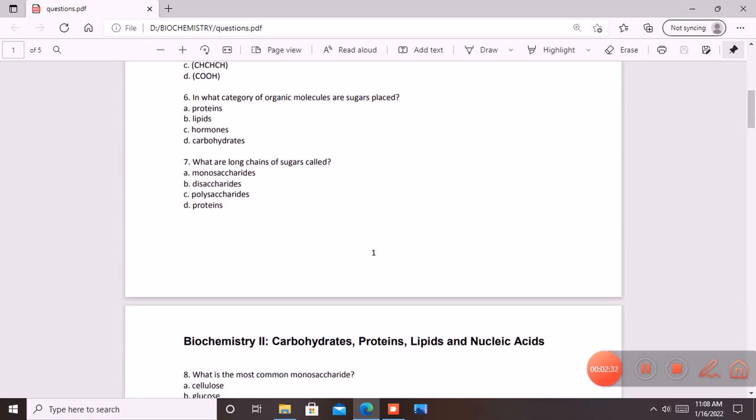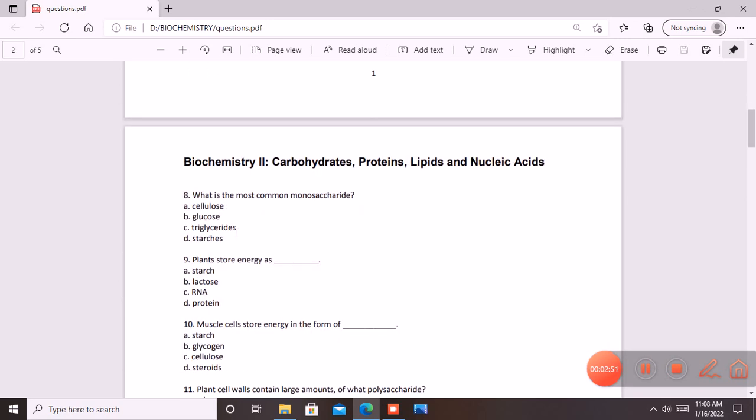Question 7 says, what are the long chains of sugars called? Long chains of sugars are called polysaccharides. So question 7, the answer is C. Monosaccharides are 1, disaccharides are 2, and polysaccharides are long chains of sugars. Proteins are made of amino acids. So question 7, the answer is C.